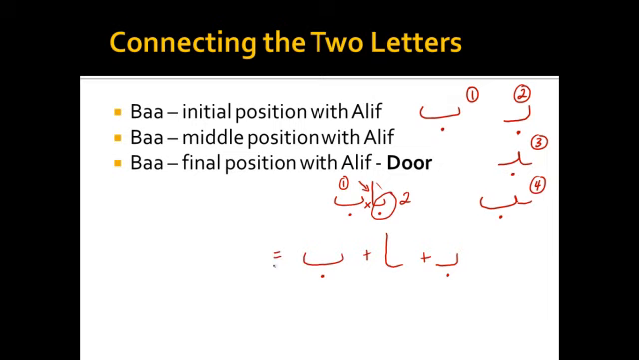So if we add these letters together, we get the word bab. And if we write this in transliteration, it looks like this. Remember to elongate that alif, bab. And there you have your first word. Let's write it a few times together so we get some practice.